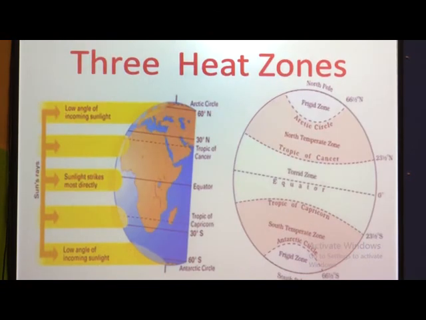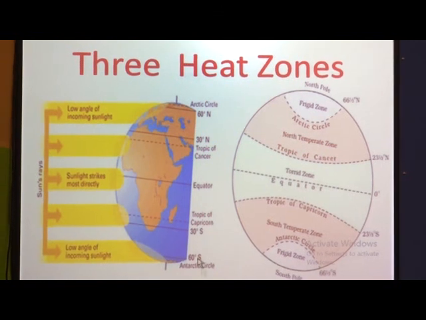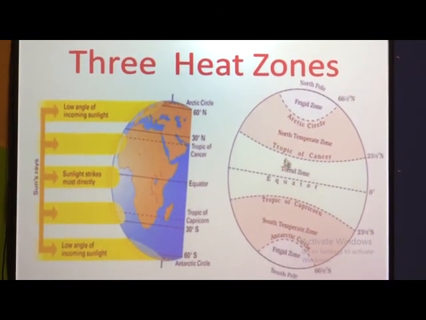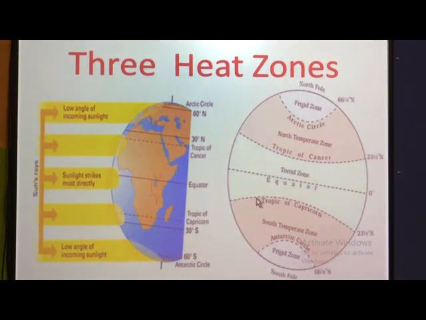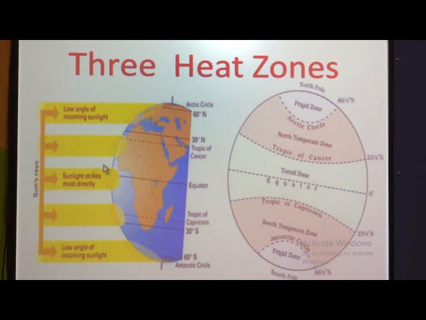So children, see this picture again, three heat zones. What are the three heat zones? Torrid zone, temperate zone and frigid zone. The torrid zone receives maximum heat, maximum sun rays, because the sun is directly overhead. Then the temperate zones, north and south, have sun rays that are a little slanted, so they receive moderate climatic conditions. And the third one is the frigid zone, which does not receive any sun rays or very little, so it is extremely cold.